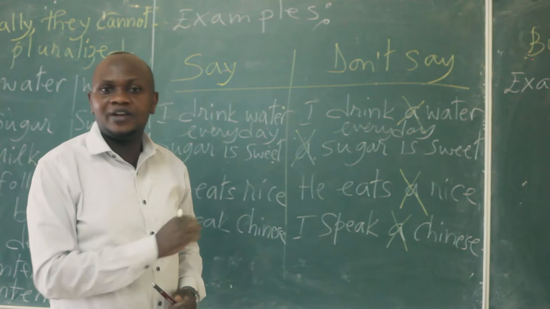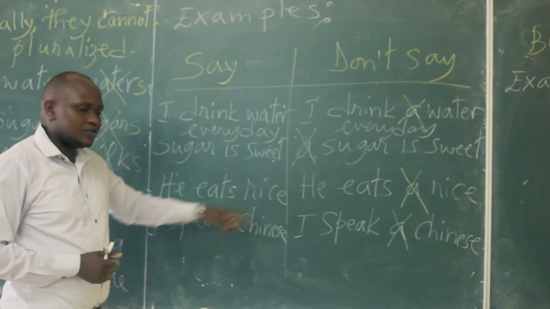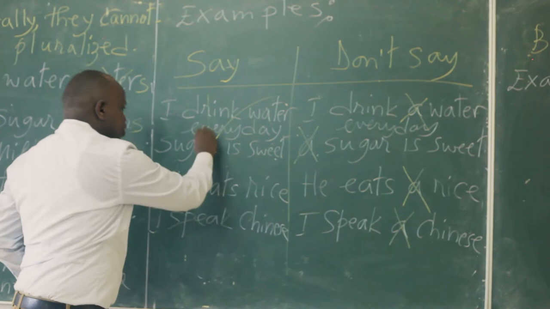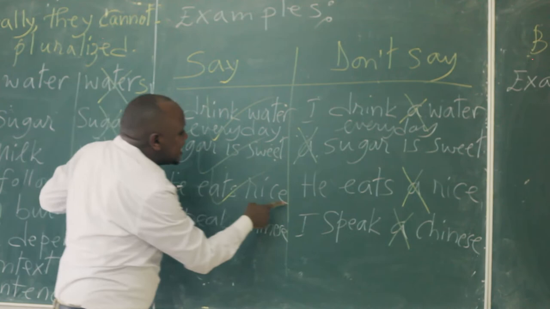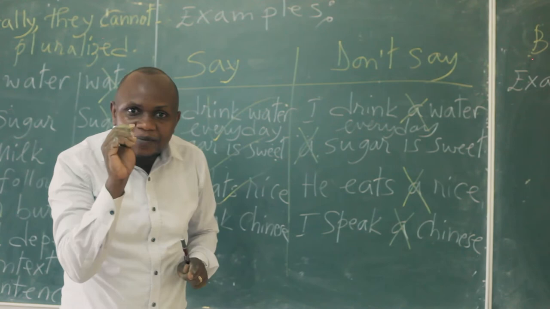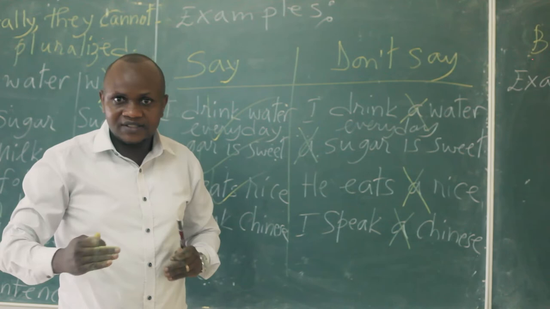Good. He eats rice. That is right. This one is right. Yes, I drink water every day. Sugar is sweet. He eats rice. It is right. But don't say he eats a rice. Umuceri ugomba kuba wafashe gace wafashe intete imwe se. Urayirya ngo se waba wariye. Yeah, he eats rice. Don't say he eats a rice.